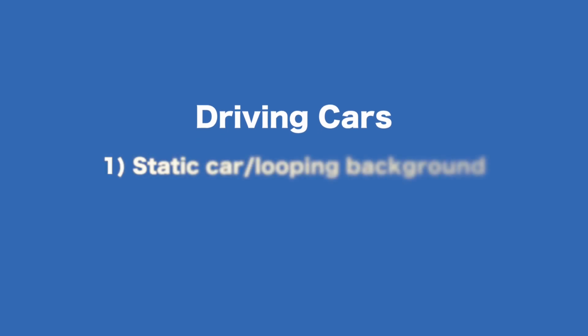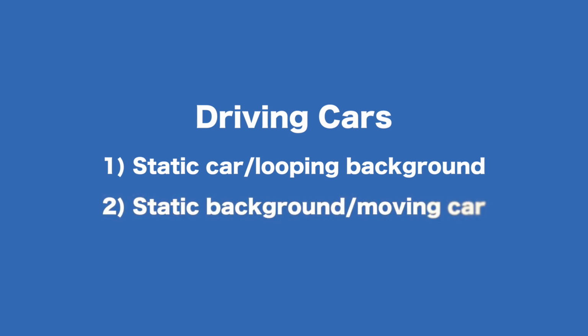Okay, today I'm going to be showing you how you can get your characters driving cars. Now, there are two types of scenes in which your characters can drive cars. The first is where there is a static car on screen and a looping background gives the illusion that the car is moving. And the other is where the car actually does move. The first of these two scenes is probably the easiest, so let's start with that.